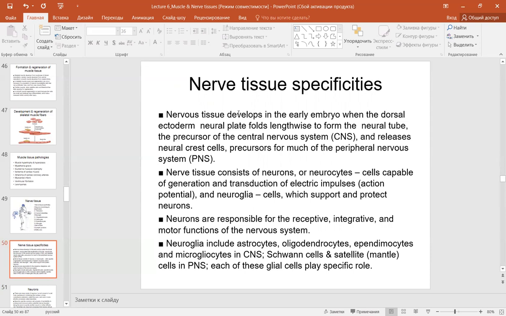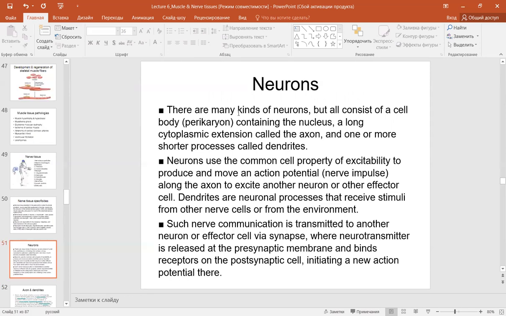Nerve tissue consists of neurons or neurocytes, cells capable of generation and transduction of electric impulses, generation of electric action potentials, and neuroglia cells which support and protect neurons. Neurons are responsible for the receptive, integrative, and motor functions of the nervous system. Neuroglia includes astrocytes, oligodendrocytes, ependymocytes, and microgliocytes in the central nervous system, Schwann cells and satellite mantle cells in the peripheral nervous system. Each of these glial cells plays a specific role in the nervous tissue function.